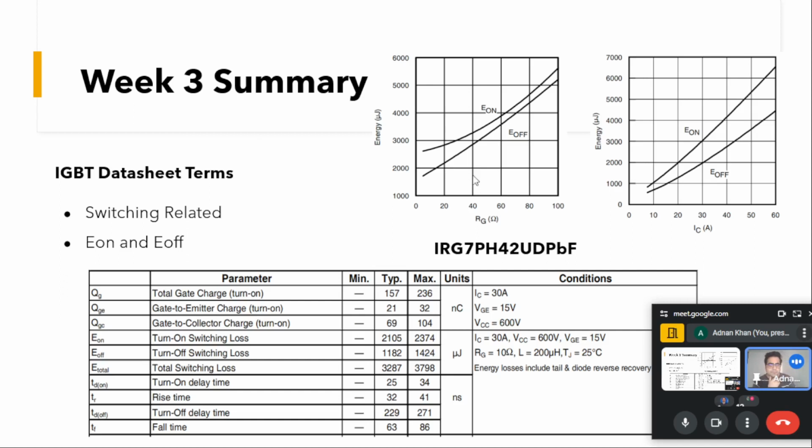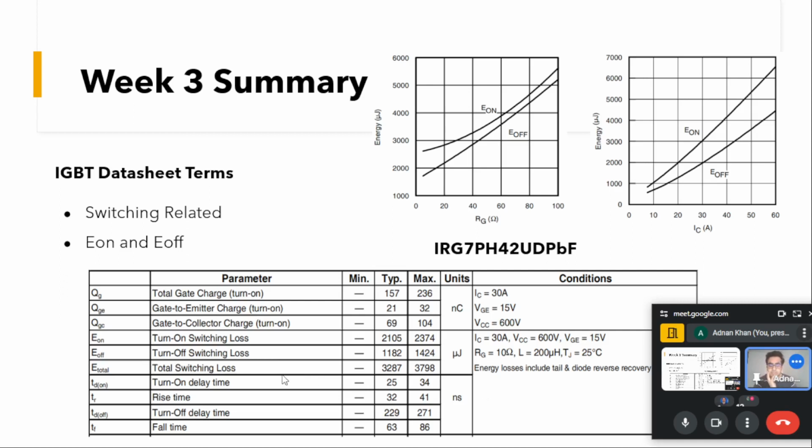The other graph here is the variation of turn on and turn off losses with RG. We know that if we increase the RG, we increase the turn on time, and when it takes more time to turn on, the turn on losses will be more. That is why, with the increase in RG, our losses increase.